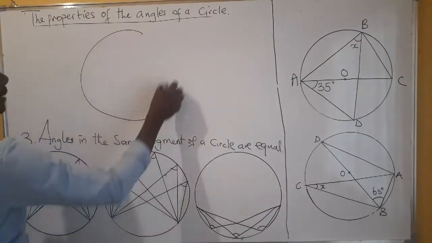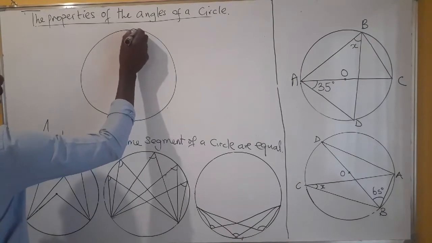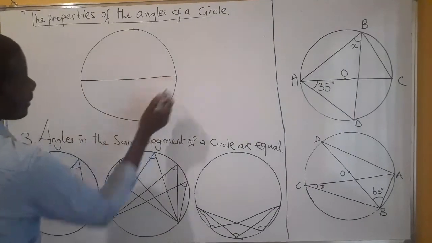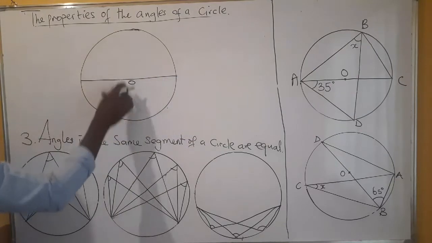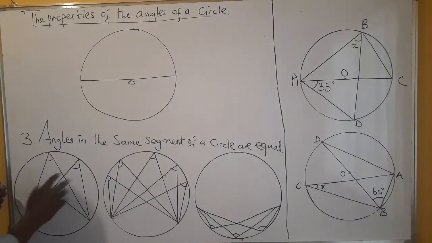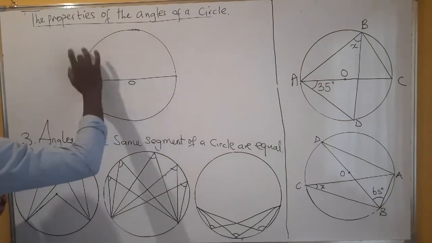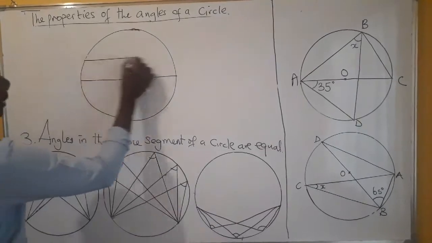A segment is an area bound by a chord and an arc. If you've got this, we call this a diameter, isn't it? This line that divides a circle into two equal parts is called a diameter. So any other line that joins two points of the circumference apart from a diameter is what we call a chord. For instance, this one.